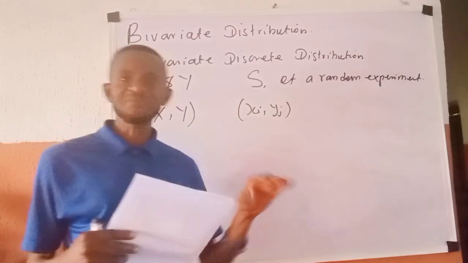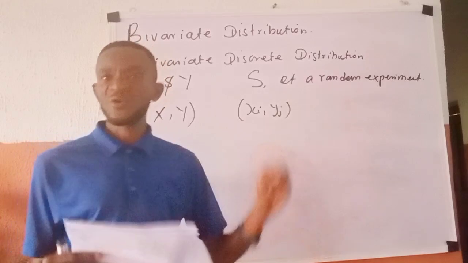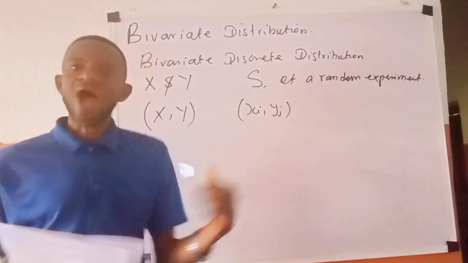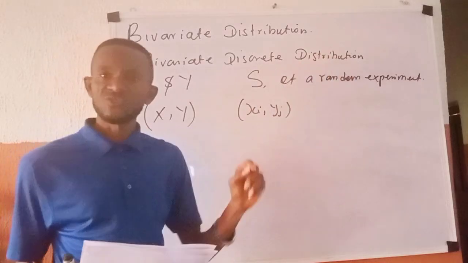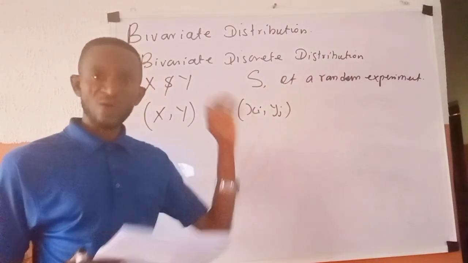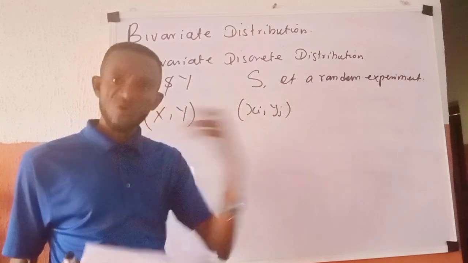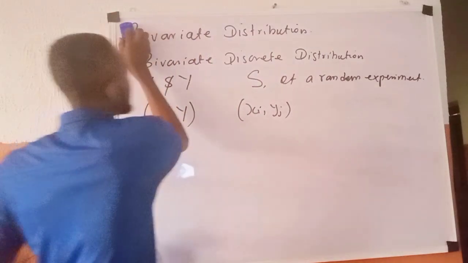So the next thing is, having explained what we mean by bivariate random variable, or what we call two-dimensional random variable, how do we define the bivariate discrete distribution or the joint probability mass function? So I'll clean here and then write it on the board while we now start from there.